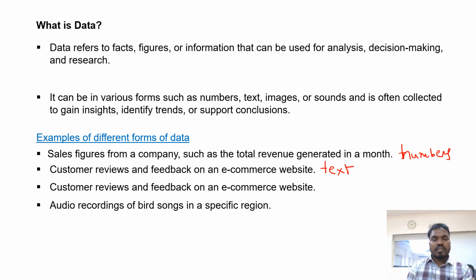And similarly, if you see audio recordings of bird songs in a specific region, it is not numbers, not text, it is sounds, right? So what I want to conclude is that data is not only about numbers. It can be text, it can be images, or it can be sounds. Clear? Okay.